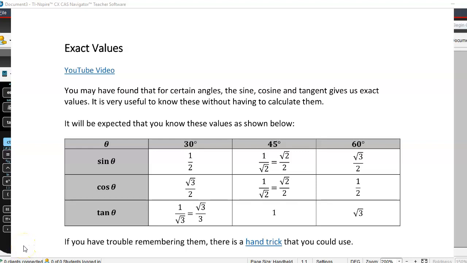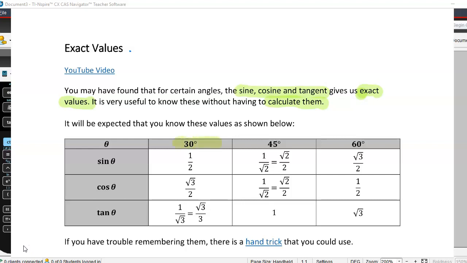Hello, so today we're going to start talking about the sine rule. But before we do that, I'm just going to mention exact values. Now, you've probably found that when we find sine, cosine, and tangent, they give us exact values, okay? So it's really useful to know some of them without having to calculate them every time. And our tech-free portion of any test or exam is going to rely on that. And it just might make things a bit faster for you.